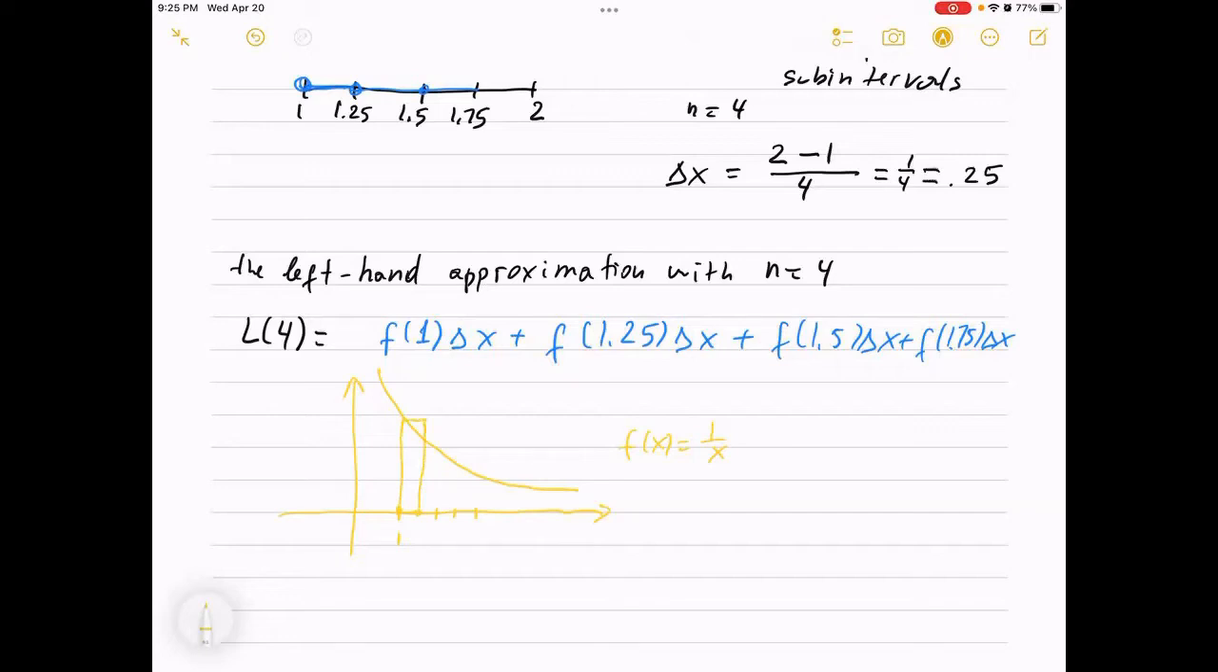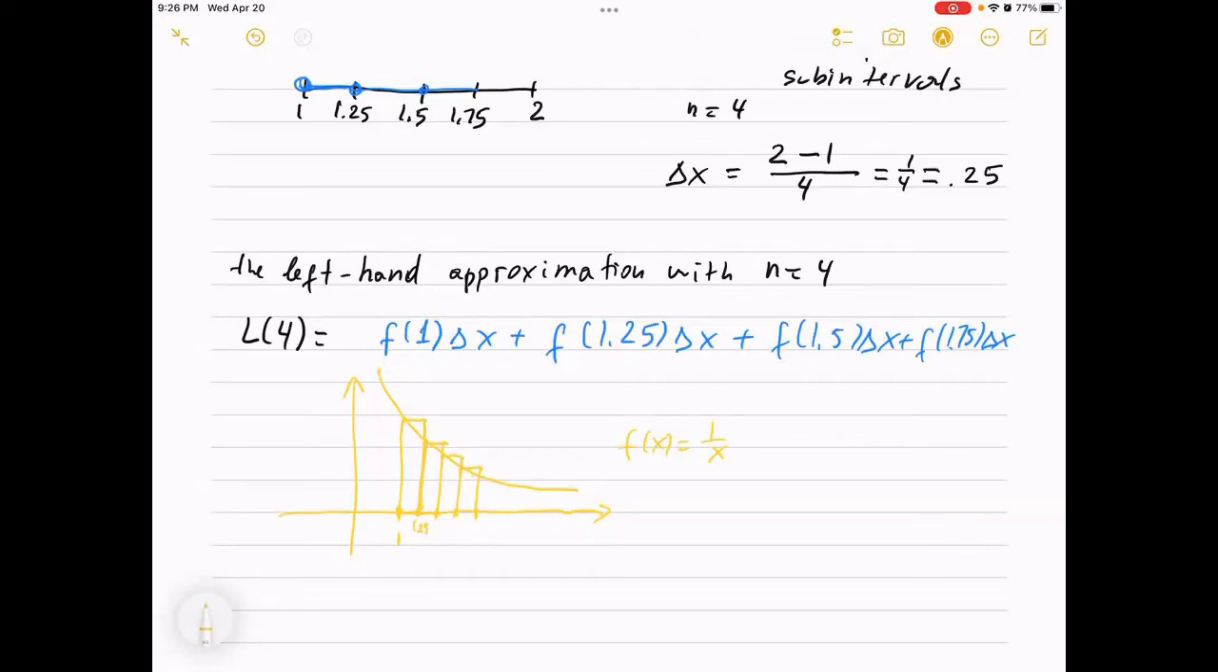Then we calculate f of 1.25. We measure the height, multiply by the width, which is delta x, to get the area of the next rectangle, and the next. So the area of these 4 rectangles is L4. That is our approximation to the integral. You clearly see from that picture that the actual value of the integral is going to be smaller.